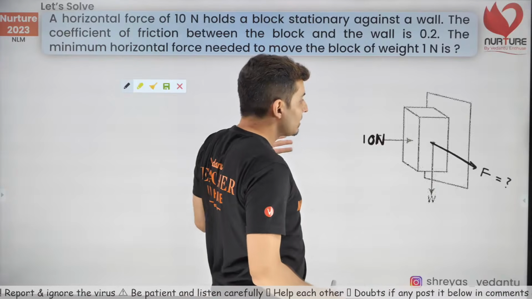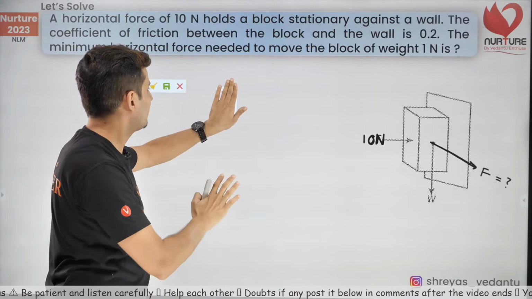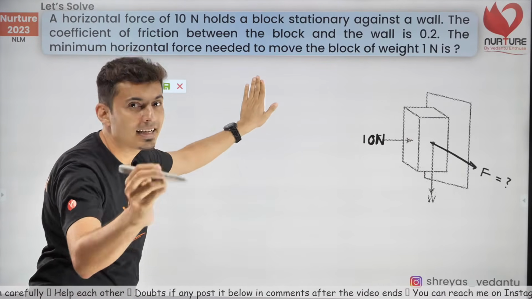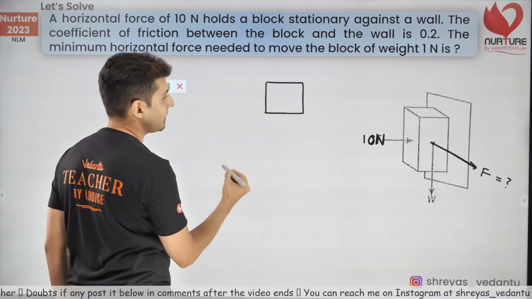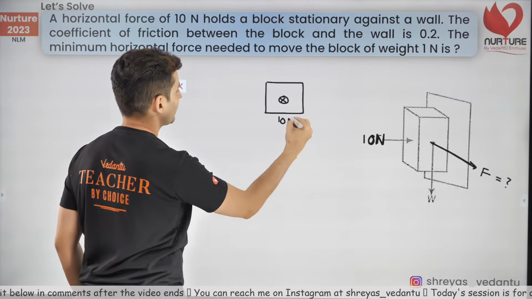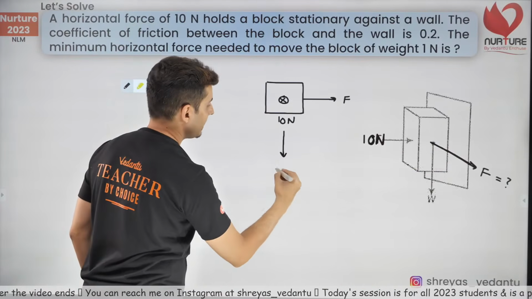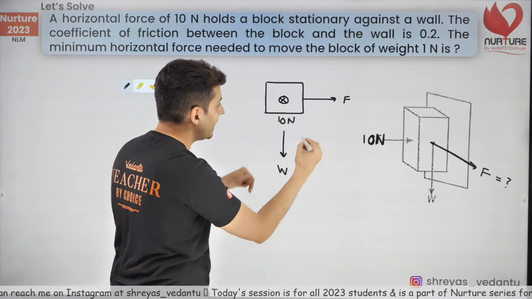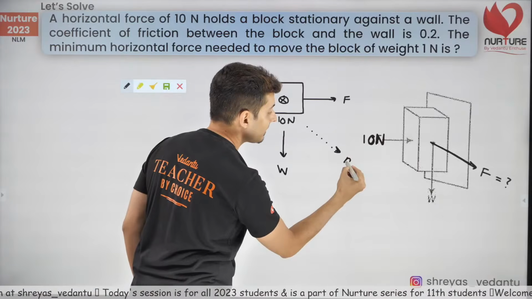Visualize in 3D. The normal is pressing that block against the wall. It's like there is a block and I'm pressing it against the wall. You are applying another force over here. Guys, if you look at it from the front, you will immediately see what is happening. The force of 10 Newton is inside the plane of the board. That force is over here and the weight is below. Remember, this force and this weight will produce a resultant like this. This will be the resultant.